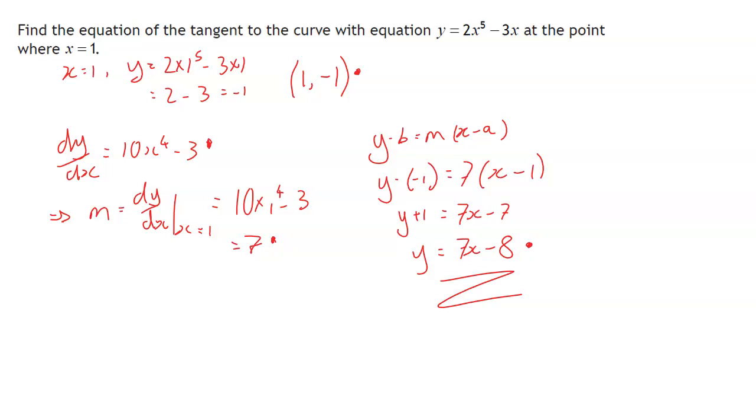If we remember these set of steps, like I say, it's a fairly standard set of steps to follow for a question like this, you'll nail it every single time. It's easy peasy, lemon squeezy.